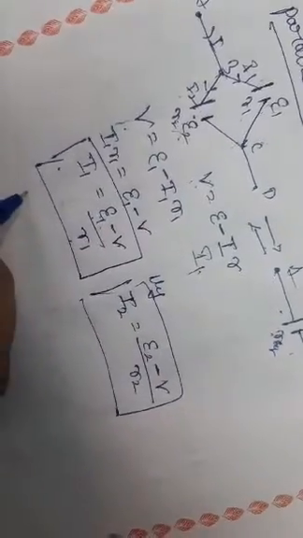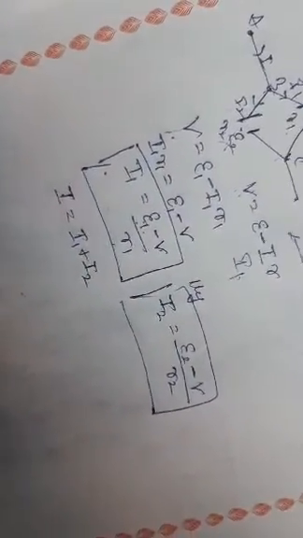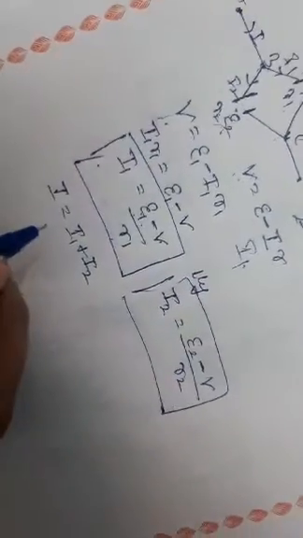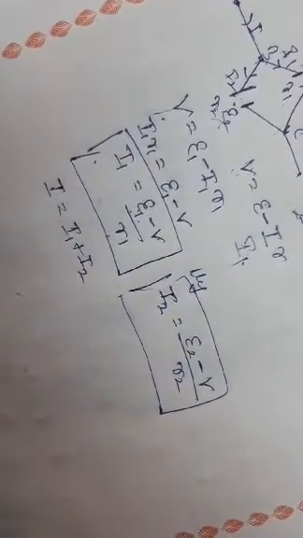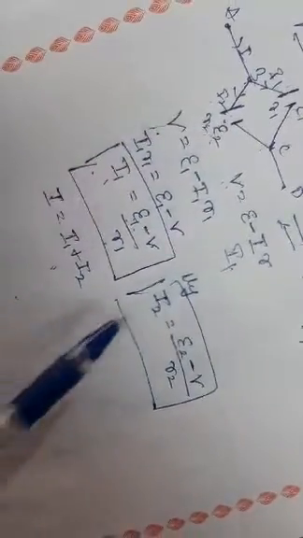Then find the total current flowing through this circuit. The net current is equal to the sum of the currents, I1 plus I2. Now substitute the values of I1 and I2, and we get the equation. That equation shows the first circuit equation.